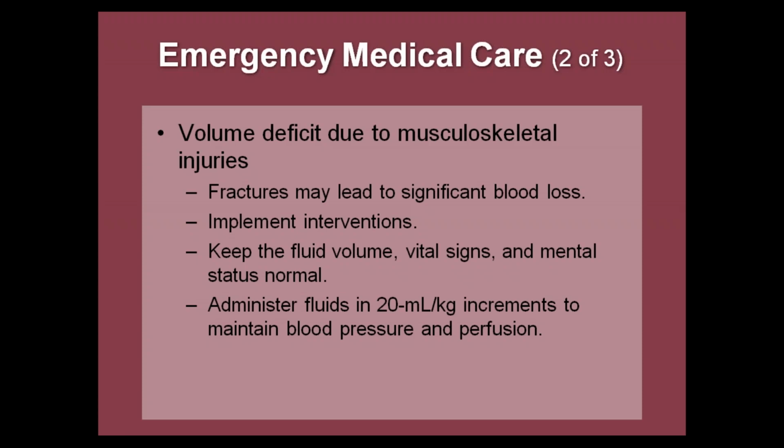Why is there a significant blood loss in, say, a bone fracture? What's inside of the bone? Marrow. Okay. What large blood vessels are going through the bone? What's the bone making? Red blood cells. Okay. So there's a lot of blood going through that, right? So we need to be aware of that.